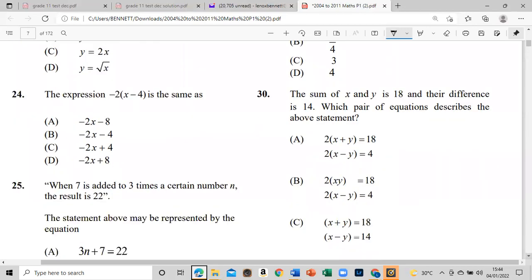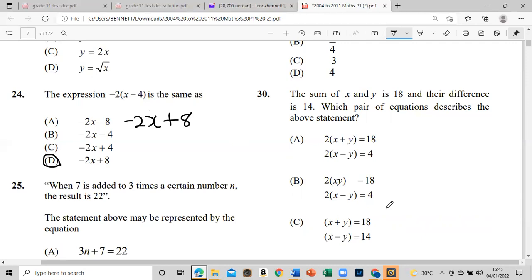The expression negative 2 bam bam bam is the same as... So we're just expanding. Logarithm is the question. Minus 2x. A negative times a negative gives you a positive. So that's positive 8. So we'll see that option. Oh, yeah, yeah. So it's D.